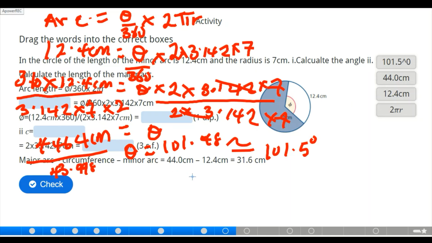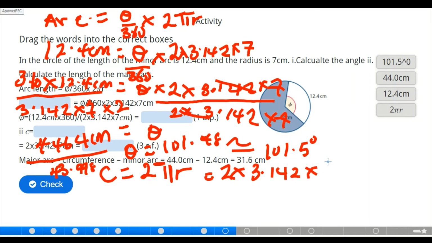Now the second one says that we should calculate the major arc and the minor arc. So before we do that, we have to calculate the circumference of that circle, and we subtract the minor arc that has been given from it. So the circumference of the circle is 2 pi r. So we multiply that, it's going to be 2 multiplied by 3.142 multiplied by 7, which is the radius, and that will give us 44.0 centimeters.